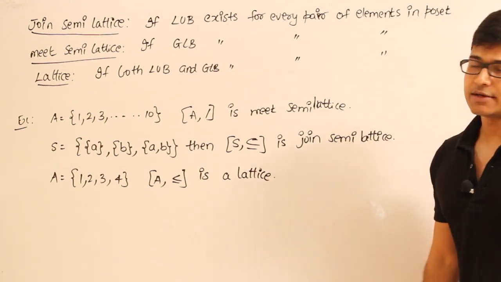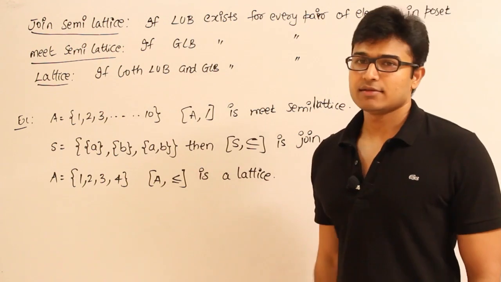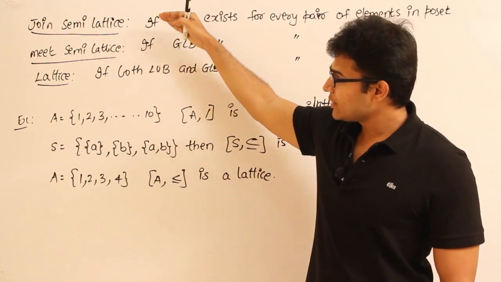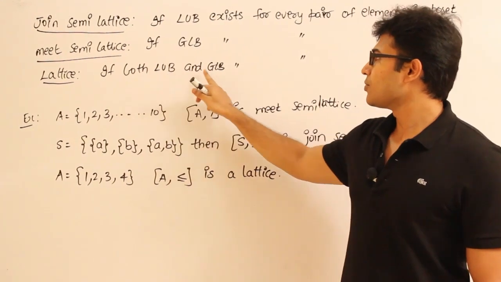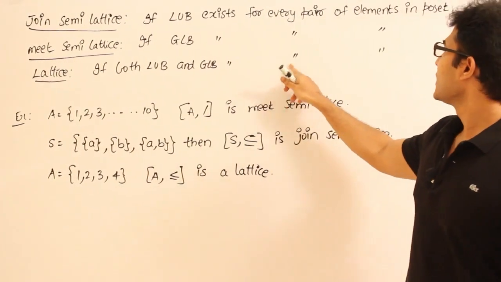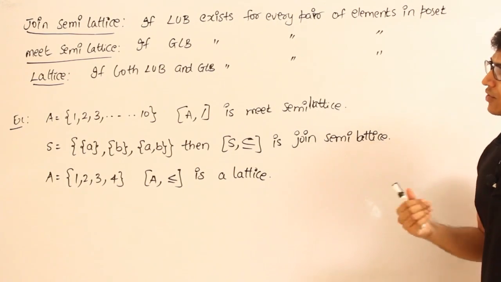And a lattice is if it is both join and meet, which means if both the least upper bound and greatest lower bound exist for every pair of elements, then it is called a lattice.